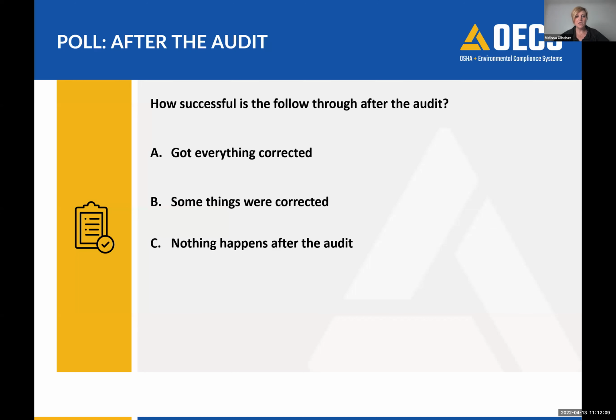Perfect. The results are in, with a majority coming in at some things are corrected. Secondly, everything is corrected, and then just very few, nothing happens after the audit. It's amazing to see that so many companies are being proactive and making change. And we all know that doesn't happen overnight. Sometimes it has to be put on a time schedule, especially if there are parts or pieces we need to order to correct things, which might delay getting things corrected in the time that we are expecting. But it's great to see that a majority of everyone is taking it seriously and making some changes.